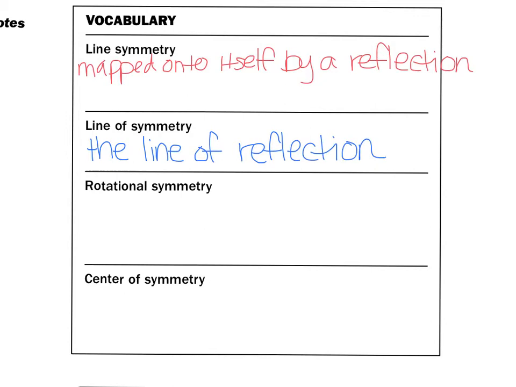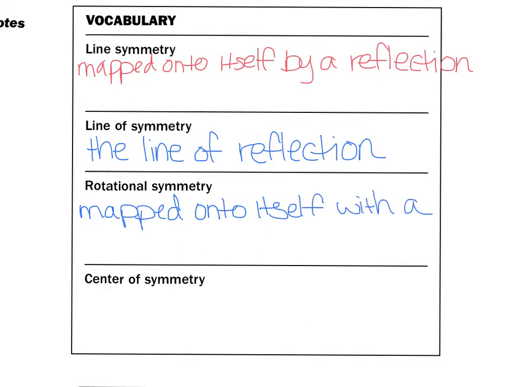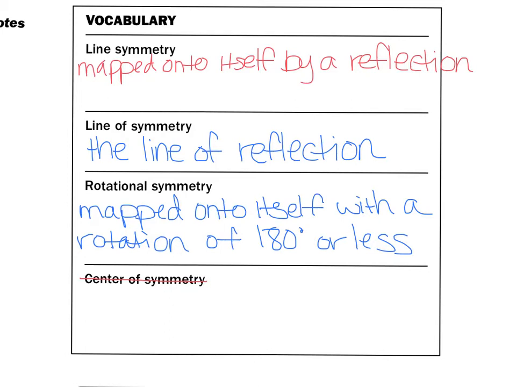Rotational symmetry is when a figure can be rotated and mapped back onto itself in 180 degrees or less. So a figure can be mapped onto itself with a rotation, and this is where you have to be careful, a rotation of 180 degrees or less. So it can't even be like 181. It's got to be 180 or less. Now, we're not going to be worried about this, but when you're determining rotational symmetry, it can be found either clockwise or counterclockwise.